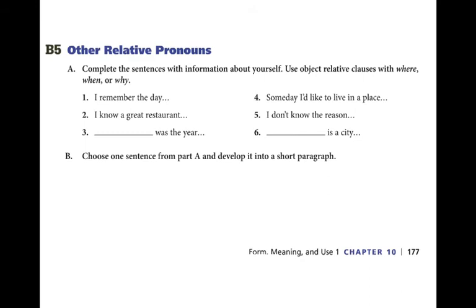All right, complete the sentences about yourself. Do all 6 of them, and then choose one of the sentences from part A and develop it into a short paragraph. For example, I remember the day when I received my job offer. I was so happy. I'd been filling out applications for weeks, and then you tell more about what happened on the day when you received your job offer.